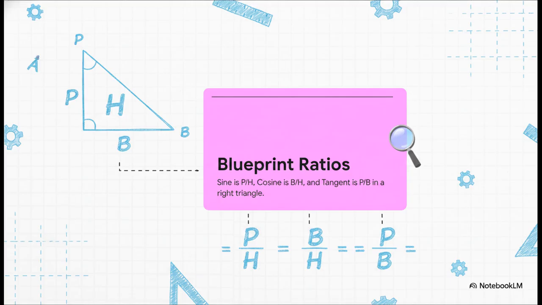If you've got a right-angle triangle, your sine is the perpendicular side over the hypotenuse. Cosine is the base over the hypotenuse, and tangent is the perpendicular side over the base. Master these 3 blueprints, and there isn't a right triangle in the world that can keep its dimensions hidden from you.